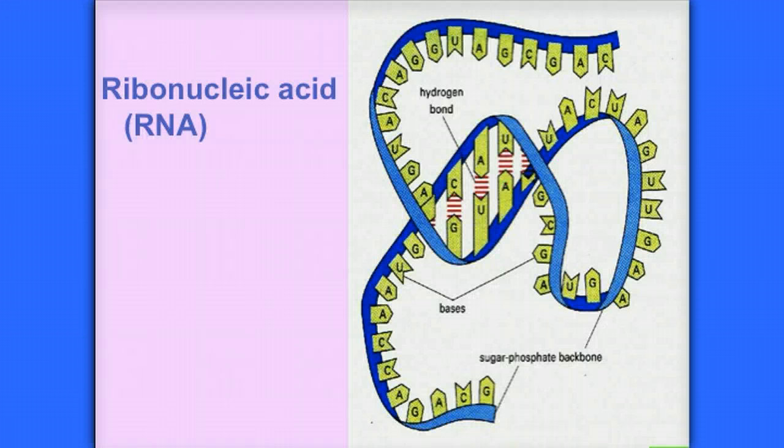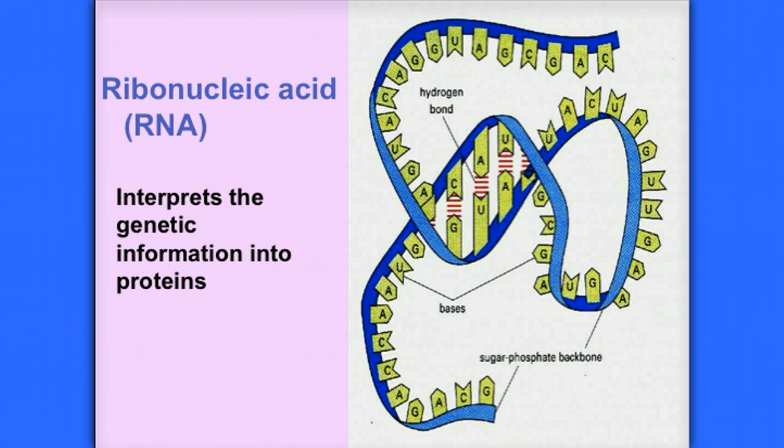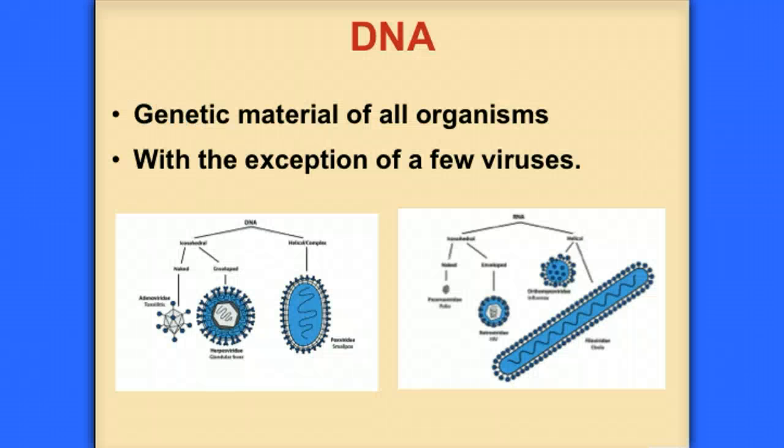This is another nucleic acid called ribonucleic acid, or RNA, which is usually single-stranded. And we all know DNA happens to be the carrier of genetic material, with a few exceptions of viruses, which may or may not have DNA; they could have RNA.